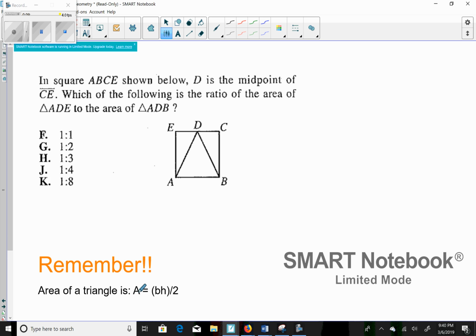Number 9, in the square ABCD shown below, D is the midpoint of CE. So I'm going to write myself a little note, mark those. Which of the following is the ratio of the area of triangle ADE to the area of triangle ADB? ADE to triangle ADB. This triangle here.